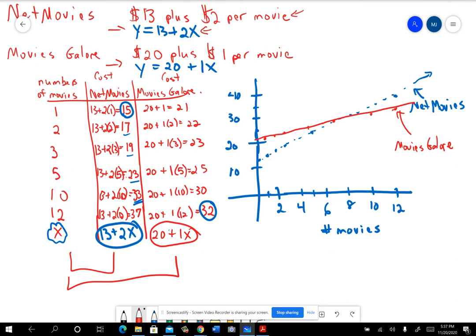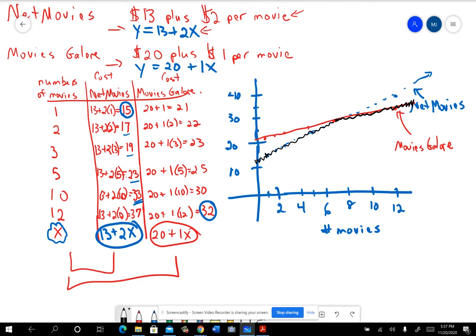Is as consumers, we might want to make a choice about which movie company we would want to go with. And so you can't say that NetMovies is the one you should pick because it's cheaper. And you can't say Movies Galore is the one to pick because it's cheaper. Because if you notice, Movies Galore is cheaper. Let me do this in black. Movies Galore costs less than NetMovies to here, it appears. And then NetMovies is the cheaper one on the other side.